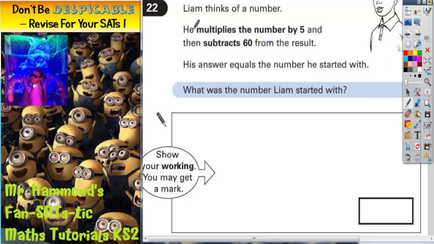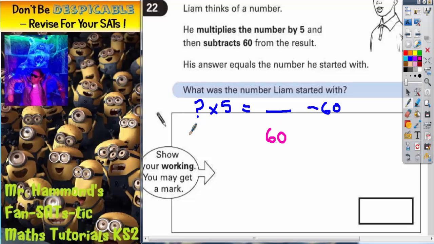So he's multiplying the number by 5. So he's starting with a number, we don't know what it is, and he's multiplying it by 5. And whatever he gets as his answer, he's then going to subtract 60 and hopefully get back to the original number. So when we're looking at our multiples of 5, there's no point starting 5, 10, 15, 20 because we've got to subtract 60 from the answer. So what we're going to do is we're going to start with 60. So we're going to put 60 here.